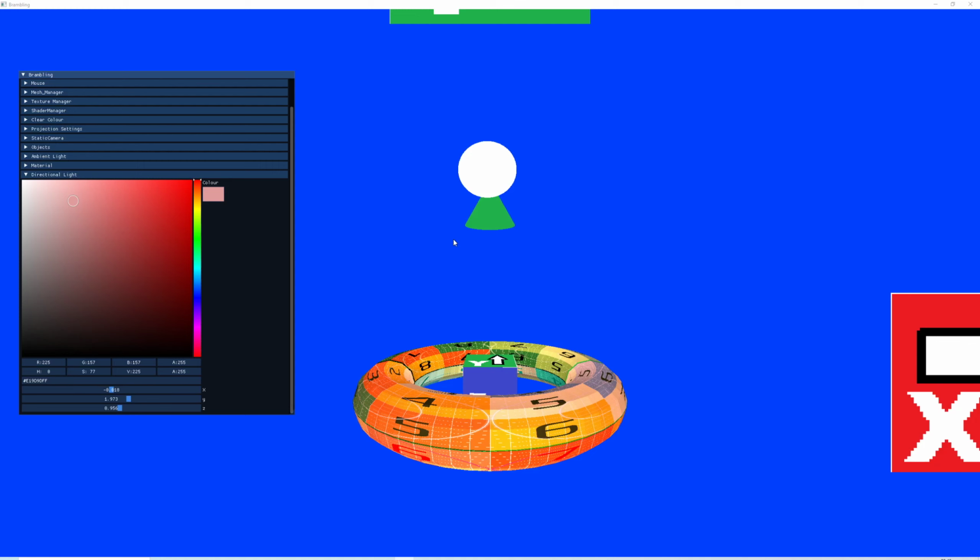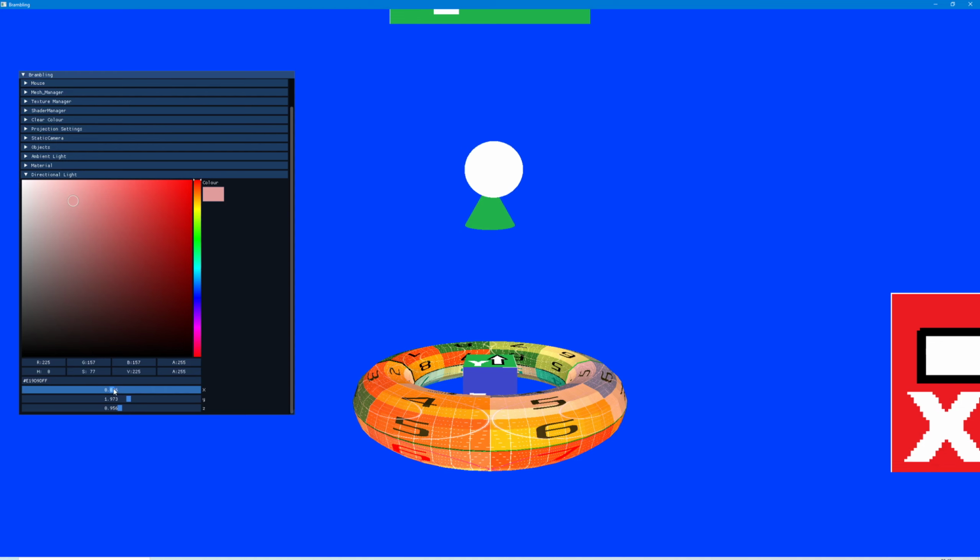So I've been working on the lighting model for this scene. These are just debug flat shapes, they aren't affected by the light. If I move the light around, you can see that the torus is affected. It doesn't look quite right.